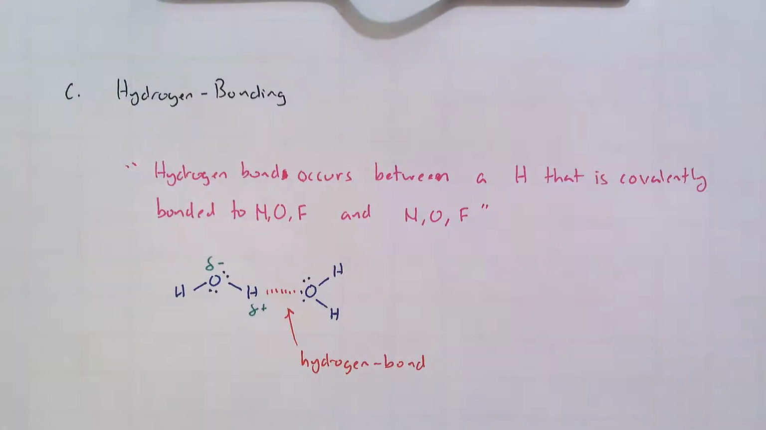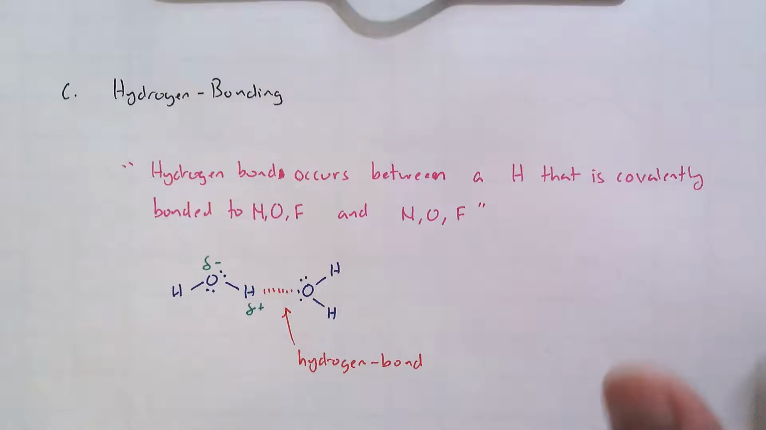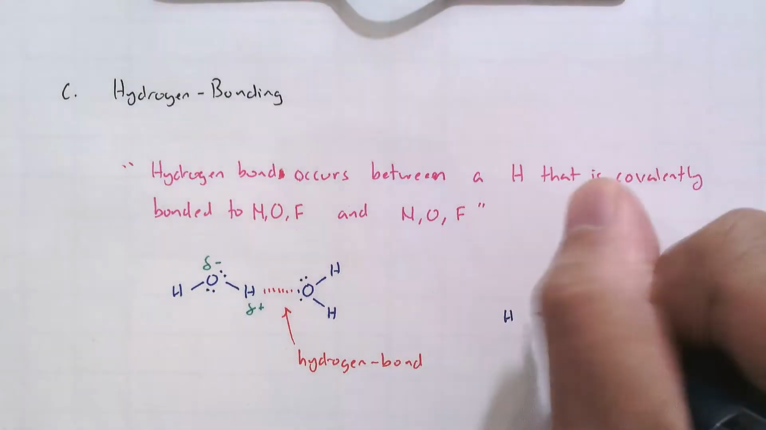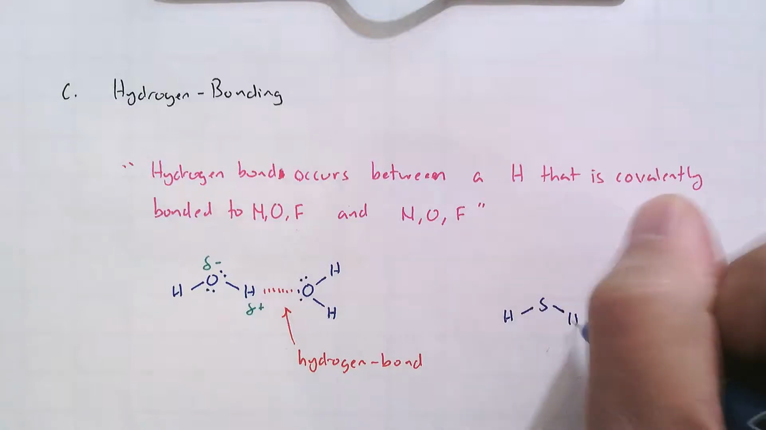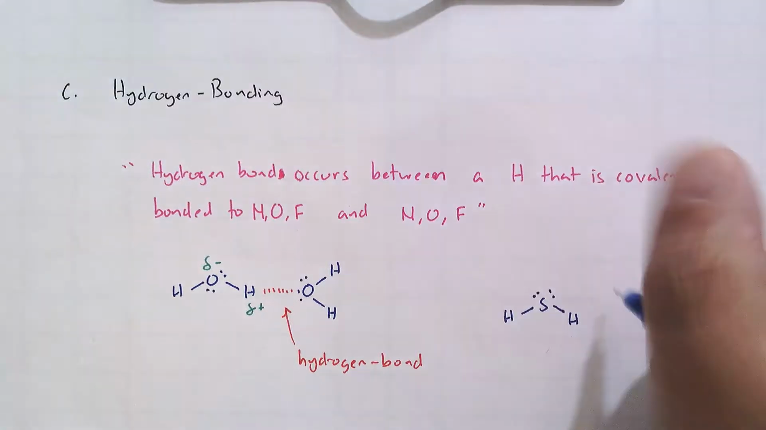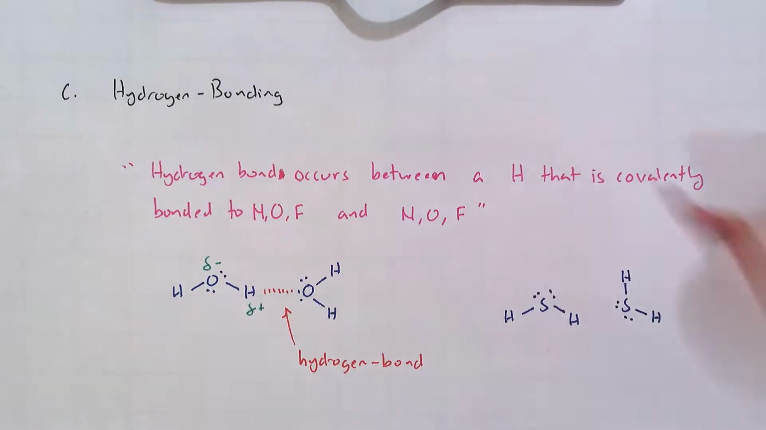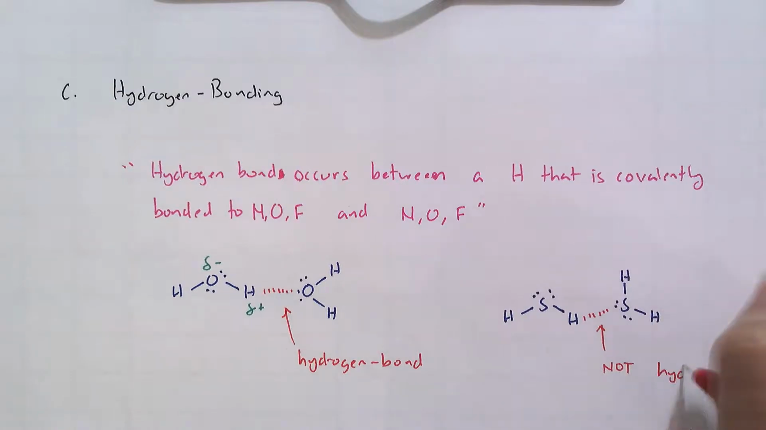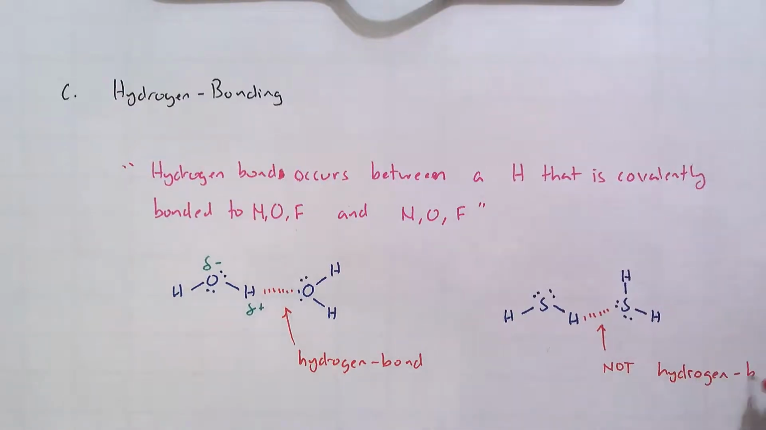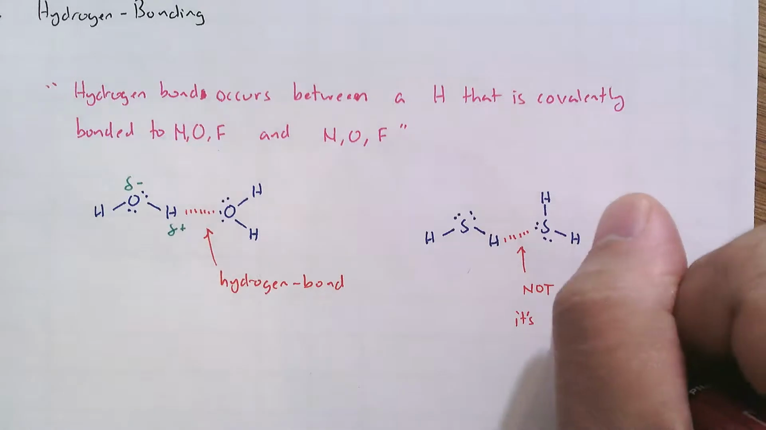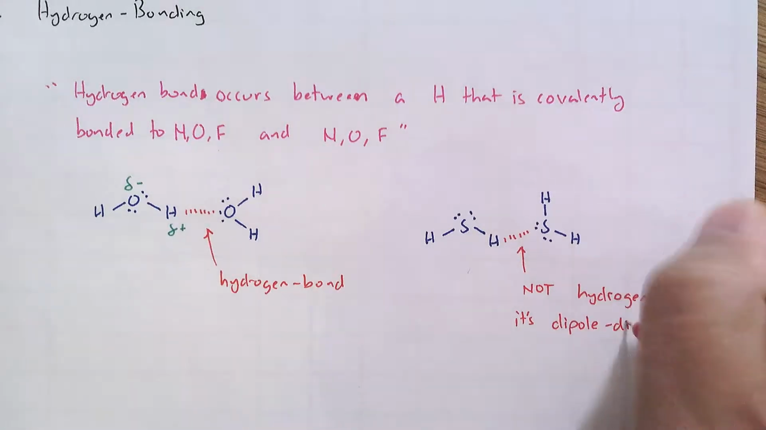I think to avoid careless errors, we should look at some molecules that some people think have a hydrogen bond, but there really isn't one. It doesn't fit the definition, and that is if you don't have an oxygen, nitrogen, or fluorine. So something like this is not a hydrogen bond. What do you want to call this? This is just a run-of-the-mill dipole-dipole interaction. It's dipole-dipole.